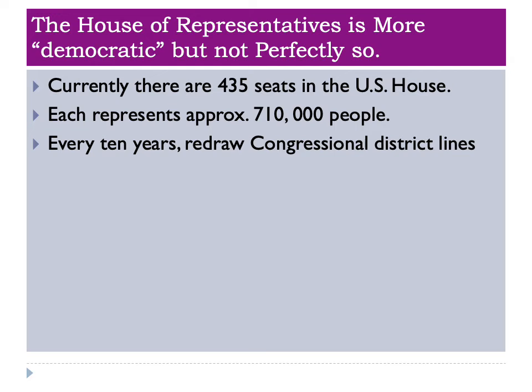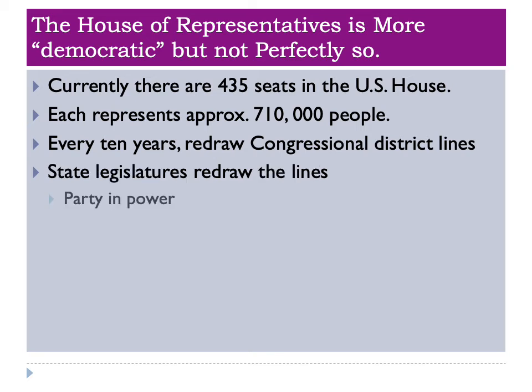And every 10 years, in order to keep the Congress apportioned, we redraw the district lines based on the results of the census. So every 10 years, we take a census, and then we use that information in order to redraw districts' lines. Now, the state legislatures are in control of redrawing those lines. Once we get the results of the census, that information goes to the state legislature, and then they're charged with redrawing the lines to keep them apportioned.